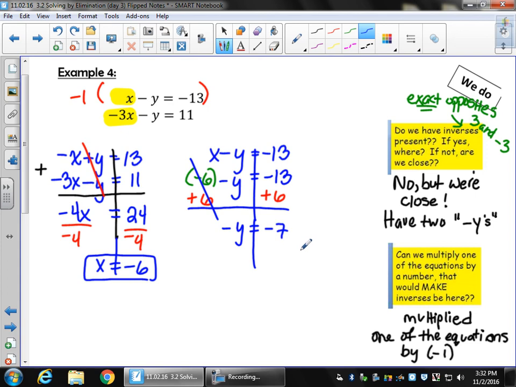Question, am I done? Is this all set? No. Because of this negative out front, I know that I need to finish this off by dividing both sides by negative 1. And now we're good. y equals 7. So my solution is negative 6, comma 7.